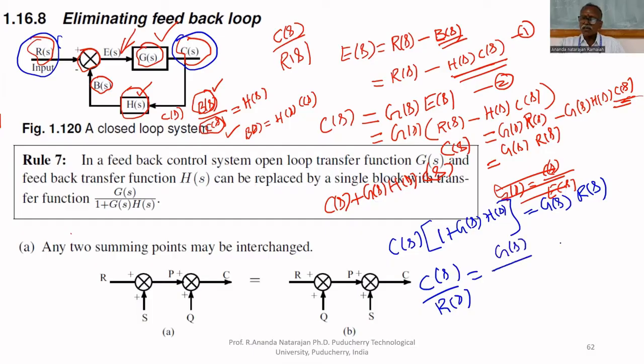On the right hand side, what we have is G of S. R of S is brought to the left hand side. Only G of S is there. On the left hand side, 1 plus G of S, H of S is there. That we can bring to the denominator, G of S over 1 plus G of S, H of S.